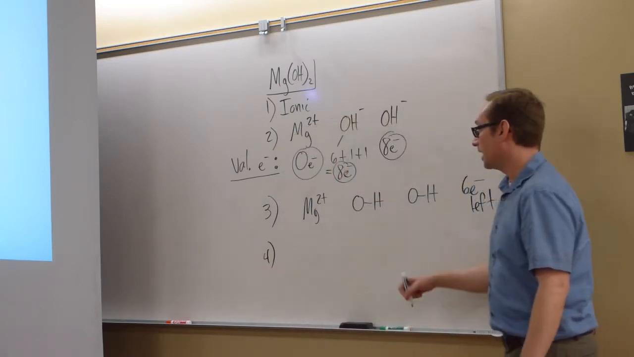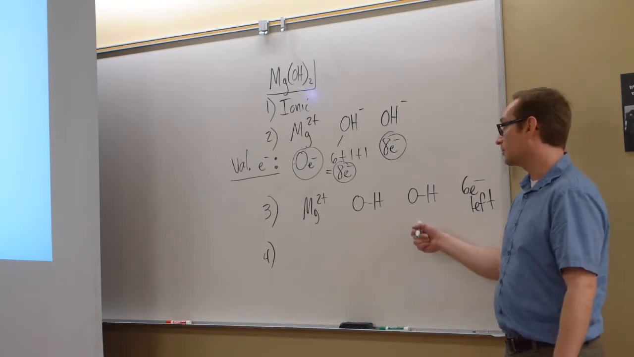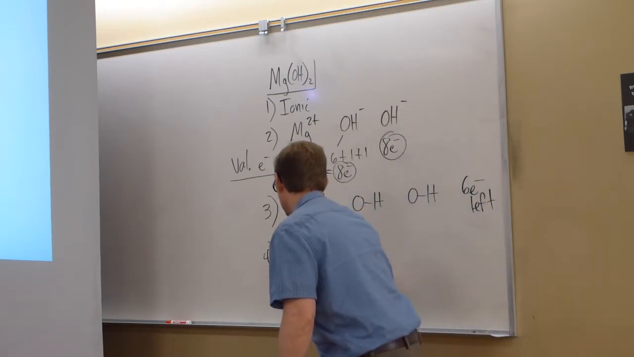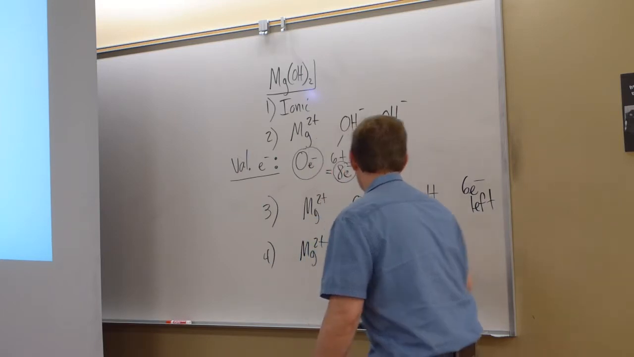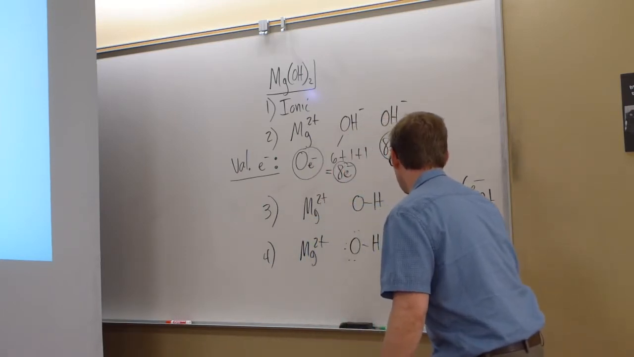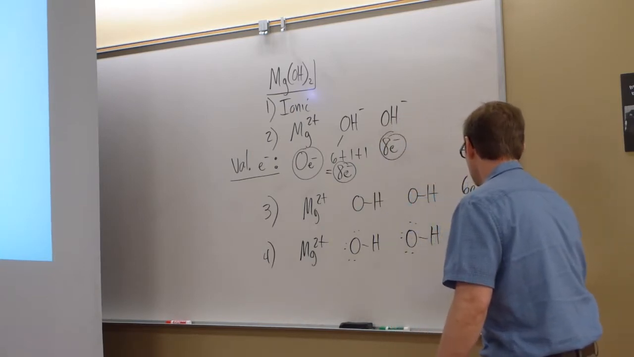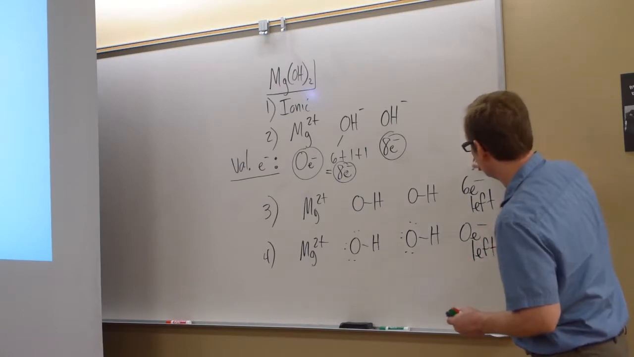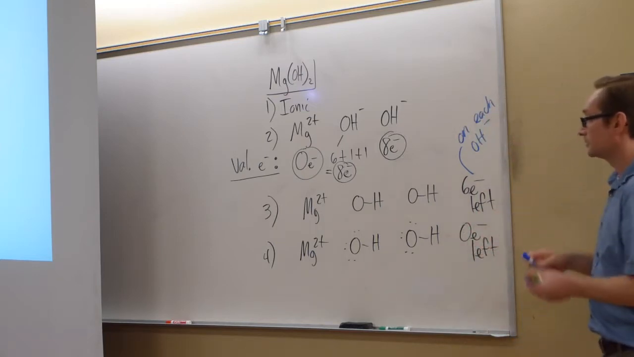Okay, step 4, add any remaining electrons to the outer atoms. Well, we don't add any to hydroxide, but we do add them to oxygen. So you end up getting magnesium, you can just write a note here: 6 electrons left on each OH negative. Just to be on the succinct side.